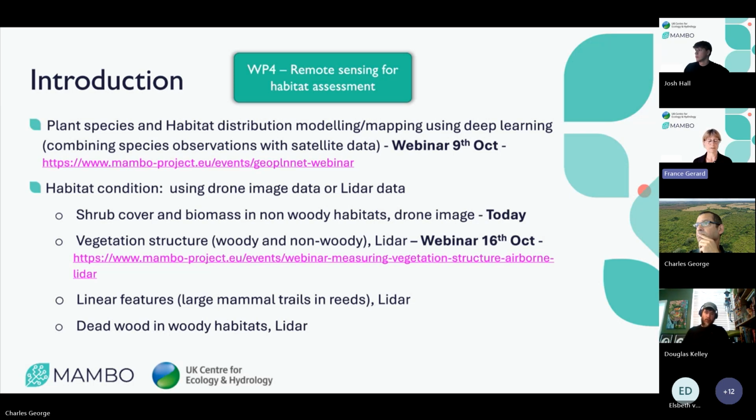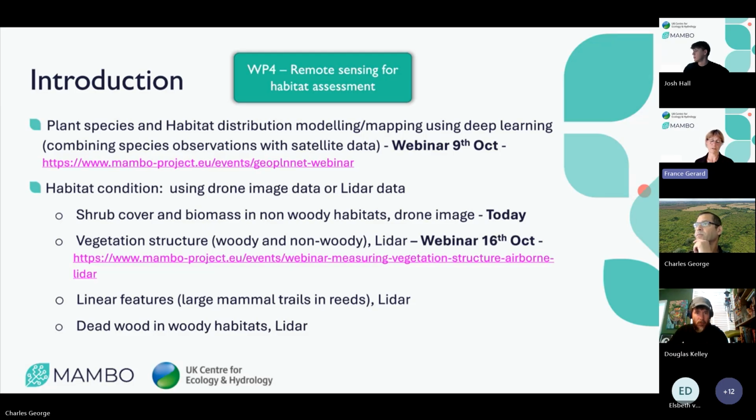The other major strand of the work looked at using remote sensing for habitat condition monitoring, habitat condition metrics. And we focused specifically on using drone image data or LiDAR data, whether it was collected by drone or aircraft. And we looked at a particular list of metrics that we felt were quite interesting and important. And one of them was shrub cover and biomass in non-woody habitats using drone images. And this is what we are talking about today.